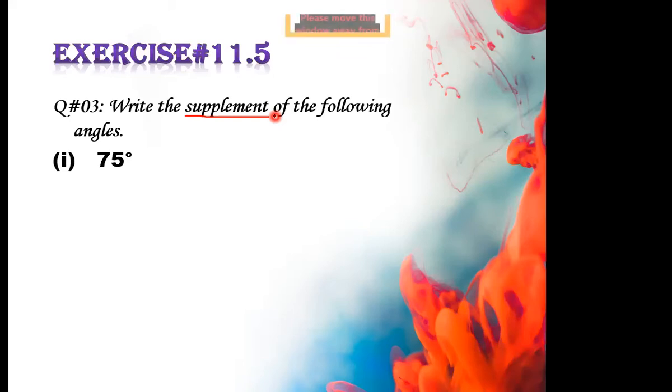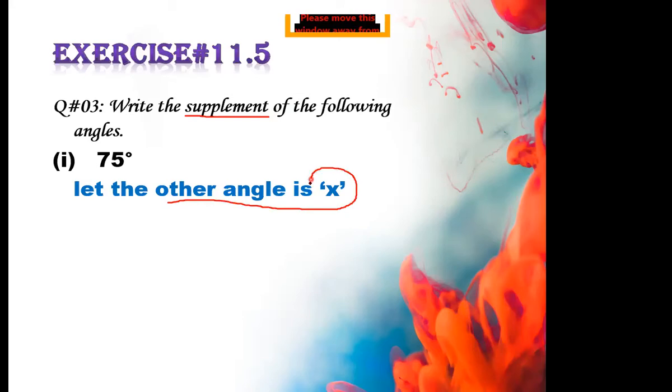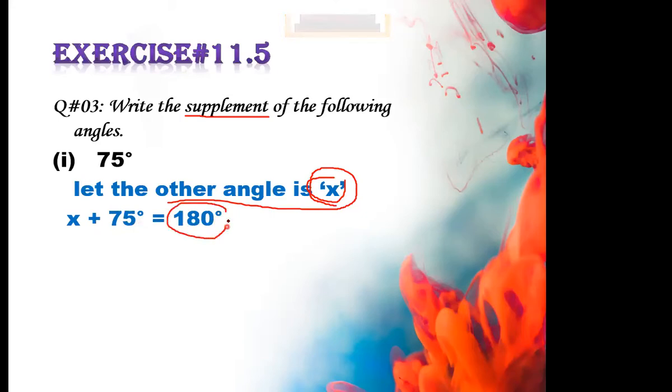So for this, you will assume that the other angle which is unknown is x. You are going to find this x. So how will you write it down? You will simply write x plus 75. x is your unknown angle plus 75, which is your given angle. So x plus 75 will be equals to 180. Why do you write 180 here? Because you are going to find the supplement of the given angle, right?